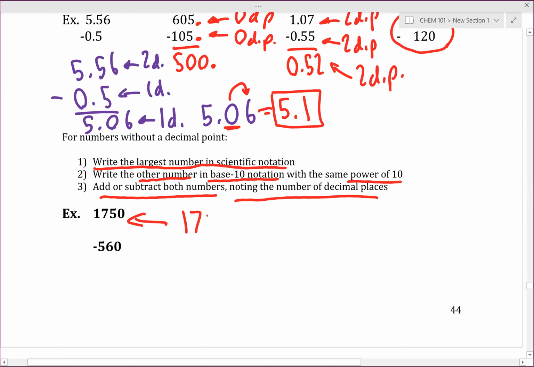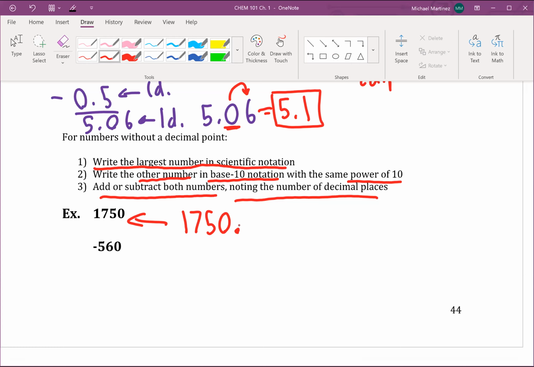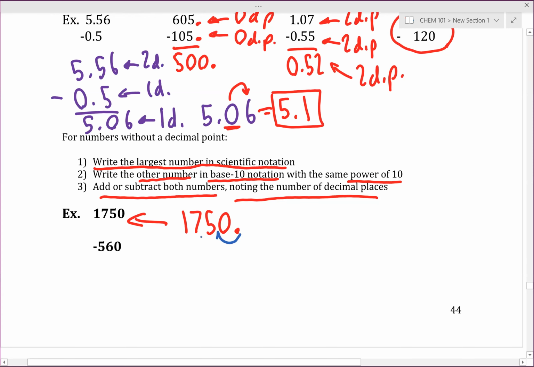1750s, or 1750. If we want to write this number in scientific notation, we put our decimal point at the end, and how many spaces do we have to move the decimal point to the left? 3, yep, 1, 2, 3. So this gives us 1.75 times 10 to the third.